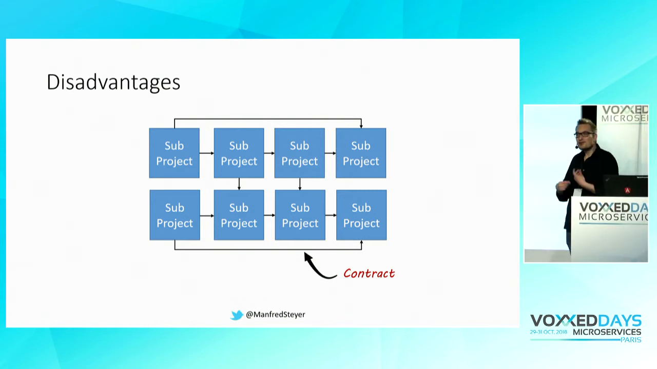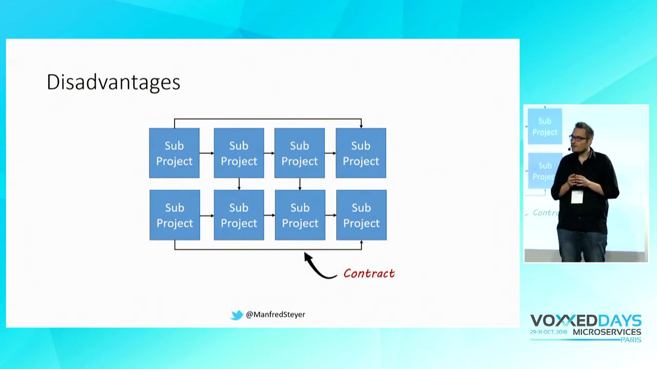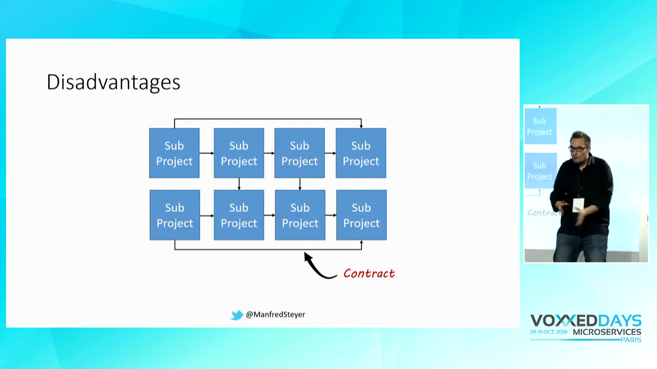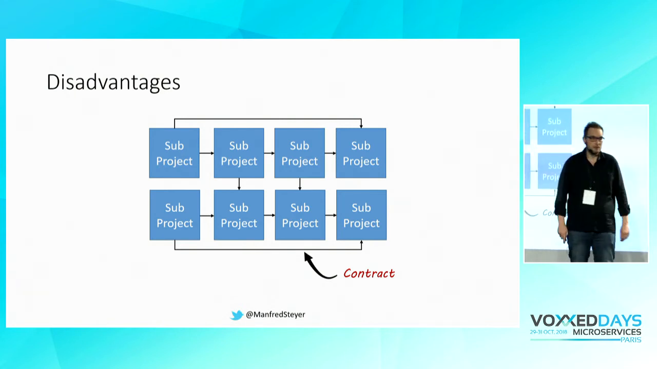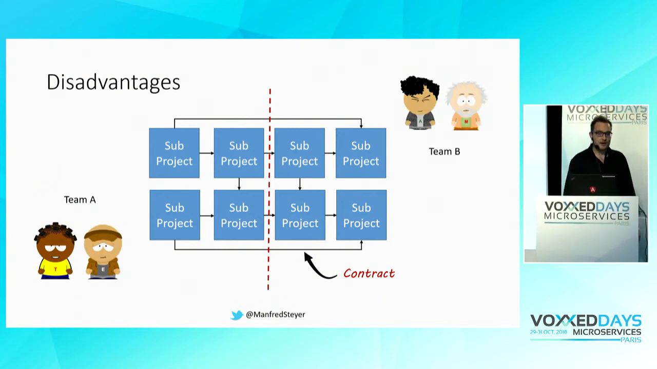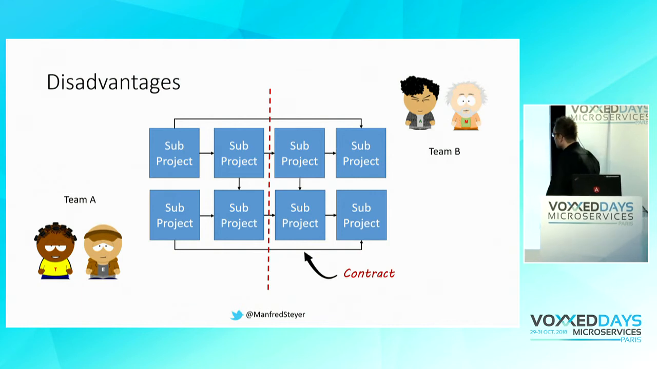Because when you are changing contracts, you have to argue, you have to discuss, you have to find a new solution, and then you have to find something like an intermediate solution to move over to the new solution step by step. And as you can imagine, this is especially a big drawback when there are several teams involved.